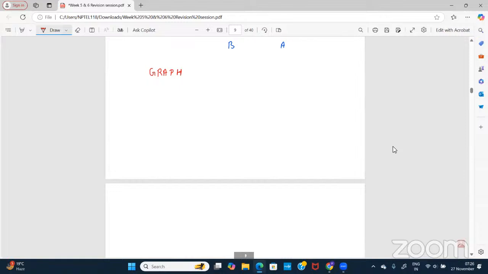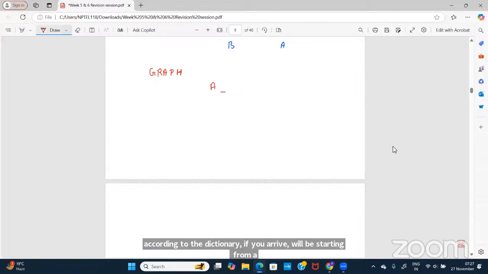Okay. So according to the dictionary, if you arrange, then it will be starting from A, and then accordingly we will have to see.